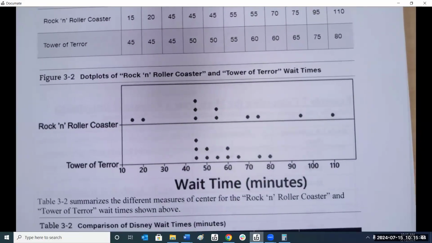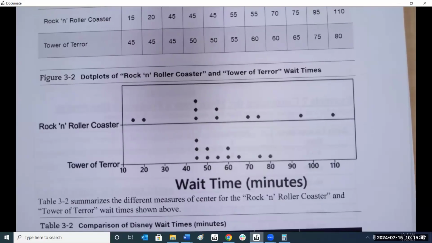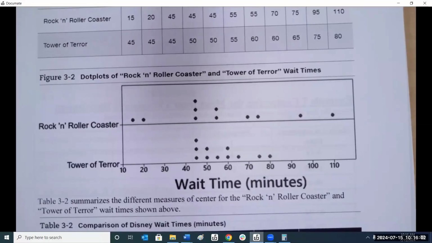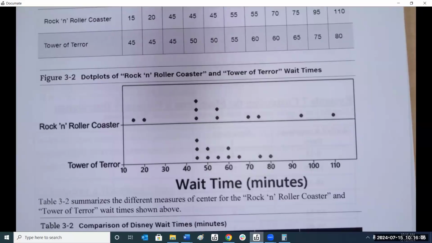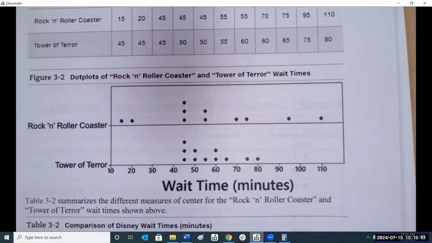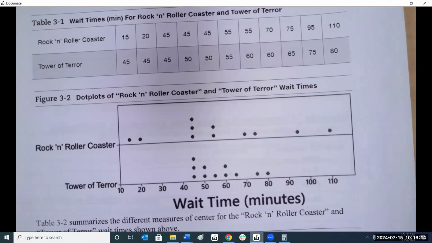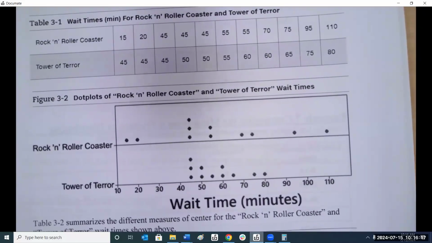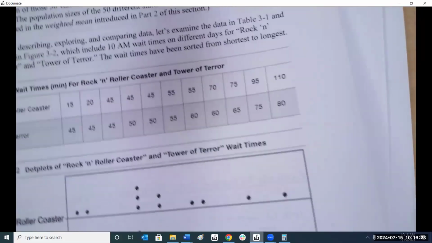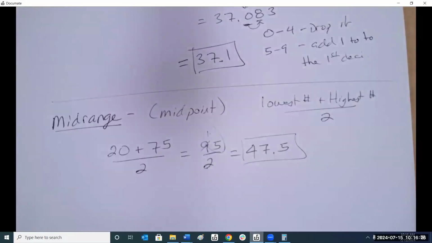And the graphs of those, the dot plots, are listed right below. The Rock 'n' Roller Coaster is pretty much flat, except for a couple of bumps in the middle. You have a couple at 15 and 115, but then it's spread out. The Tower of Terror is all condensed right in the middle. But we can't tell anything with what we've learned so far. The mean, median, and mode don't tell us which one's a better ride or not. That is what we're going to have to do in the next section when we talk about variance and deviation.